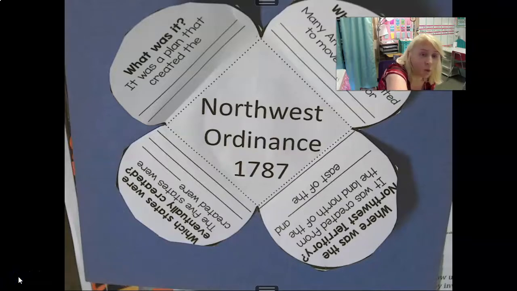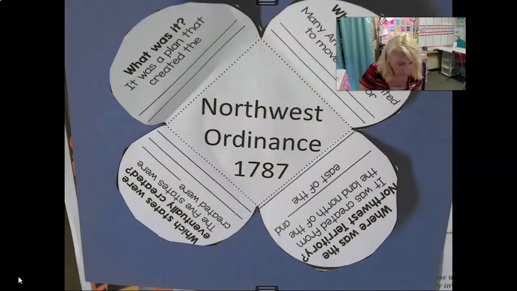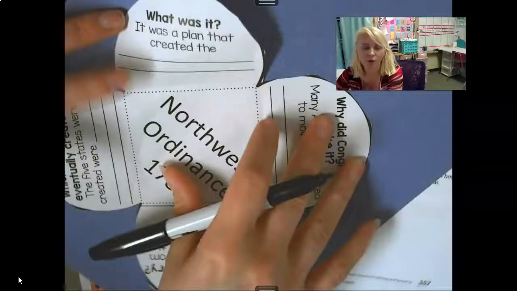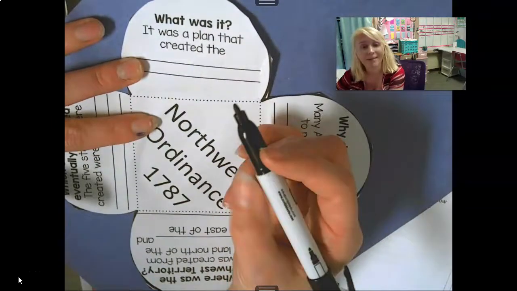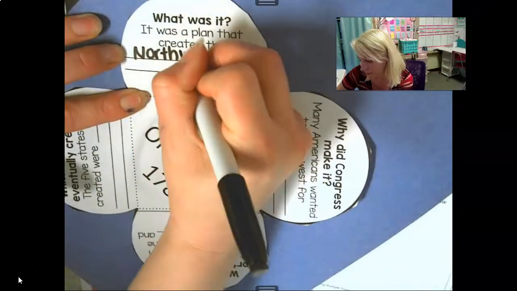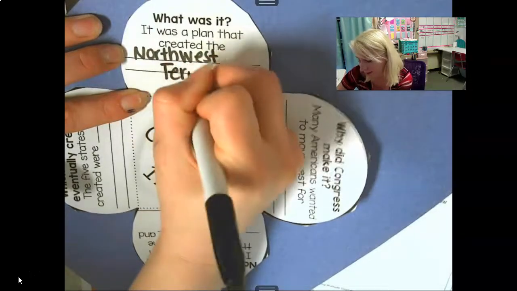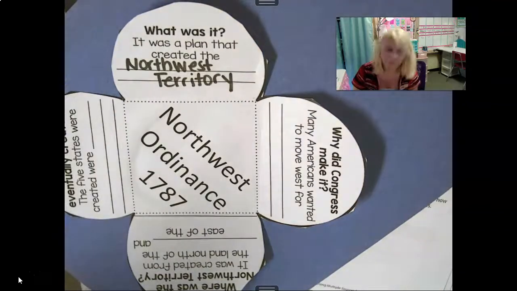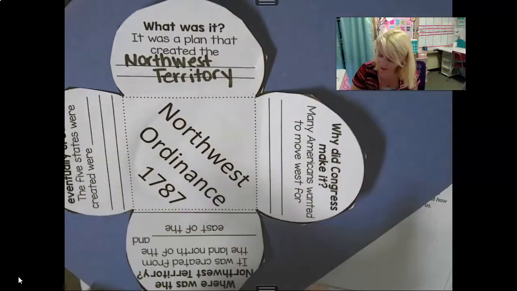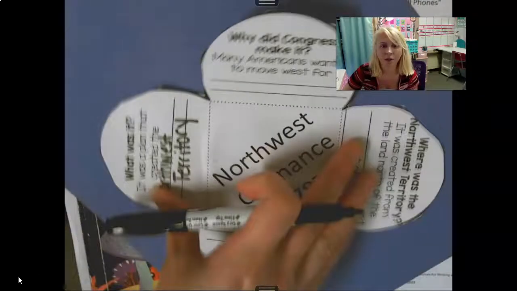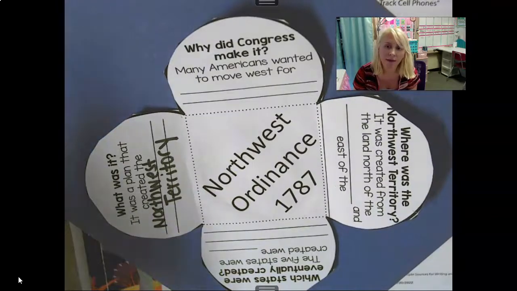All right, so this is the Northwest Ordinance. And we are going to start with the one that was, what was it? What is this Northwest Ordinance? It was a plan. It was an idea that created the Northwest Territory. It's not called that anymore, but at the time it was. All right, we're going to move on to why did Congress make it? I'm going to rotate it here. Why did they come up with this plan?